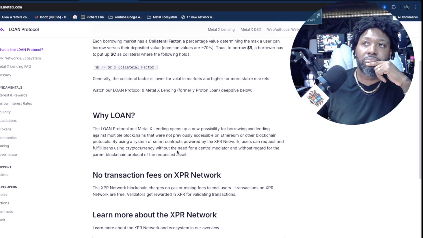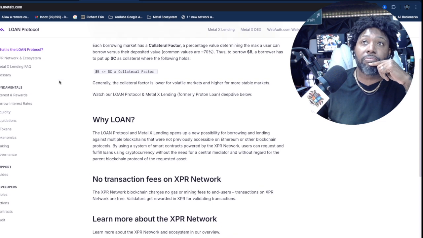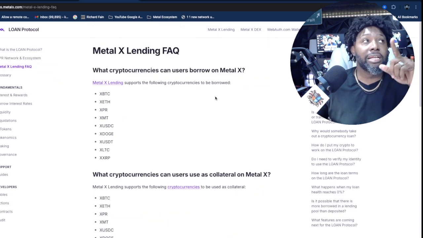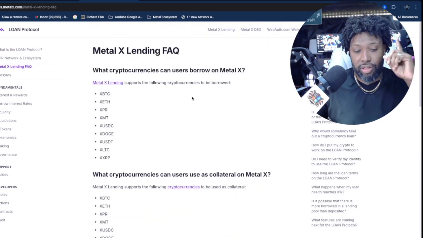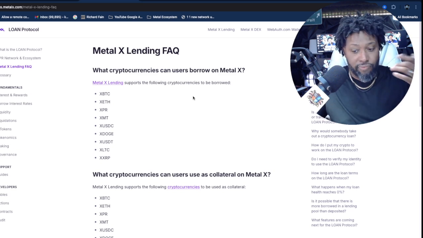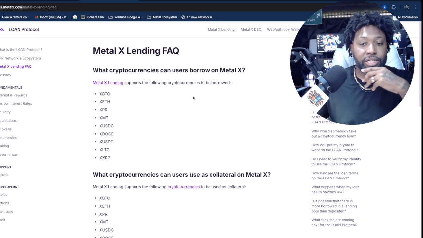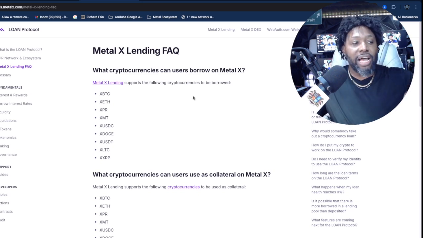So there's no transaction fees on the XPR network. We covered that. Now I want to come down a little bit because I want to show you something. Here's the lending protocol. The reason I'm showing you all of this is to show you the intrinsic value, the value of the loan protocol tokens, and overall why things like this really make XPR more valuable as well.